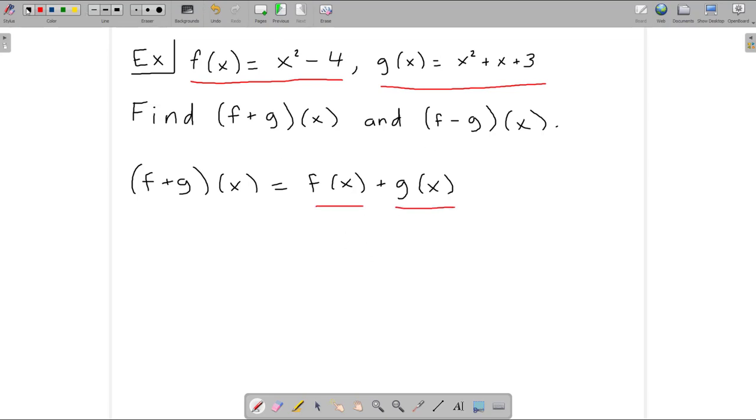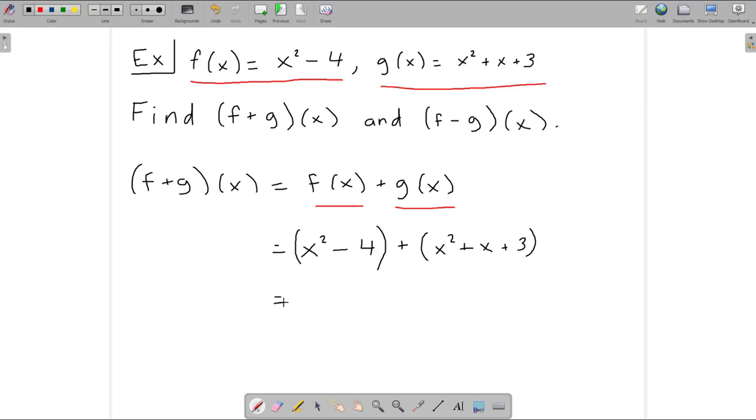So let's do that. My f of x is x squared minus 4. And it's good to throw parentheses on here so you make sure you do the correct order of operations. And my g of x is x squared plus x plus 3. So x squared plus x plus 3. Just plugging in what my functions are defined as. So now we have this expression. We want to simplify this.